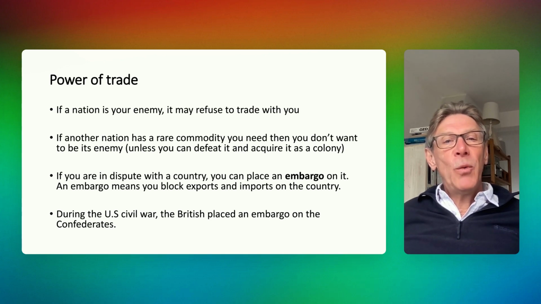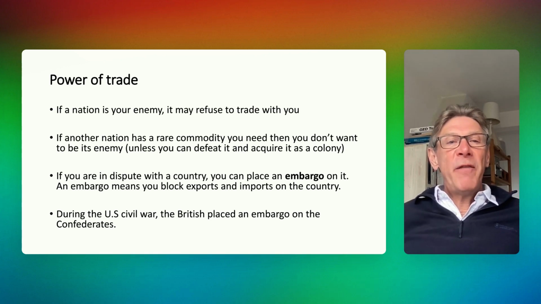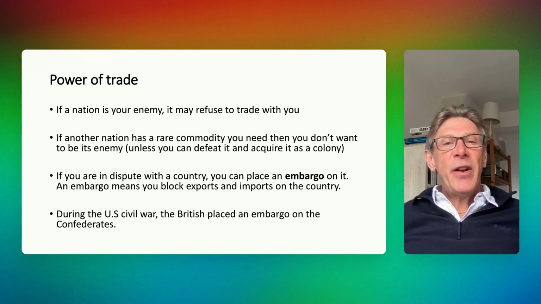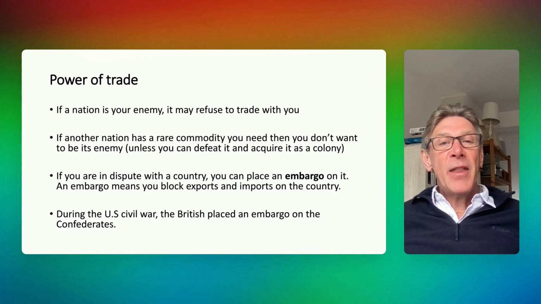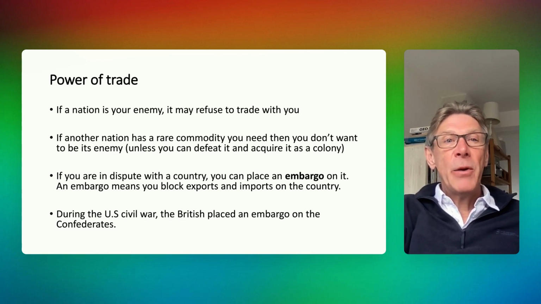During the US Civil War, the British placed an embargo on the Confederates. In the Civil War, the British were anti-slavery, and they wanted the Confederates to lose the Civil War, which they did. And to make life more difficult for the Confederates, they refused to buy their cotton and their tobacco and other goods. They placed an embargo on it.